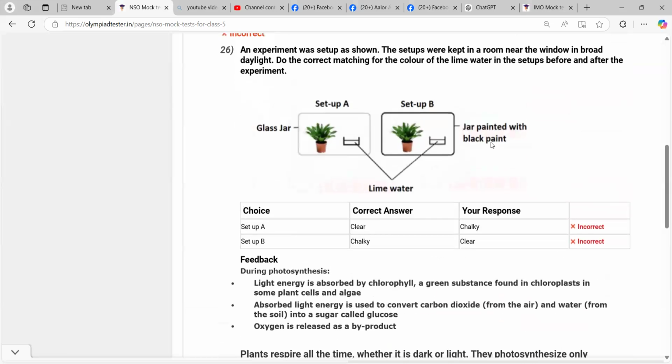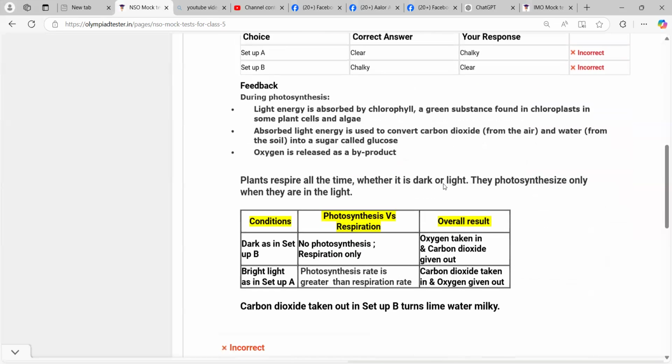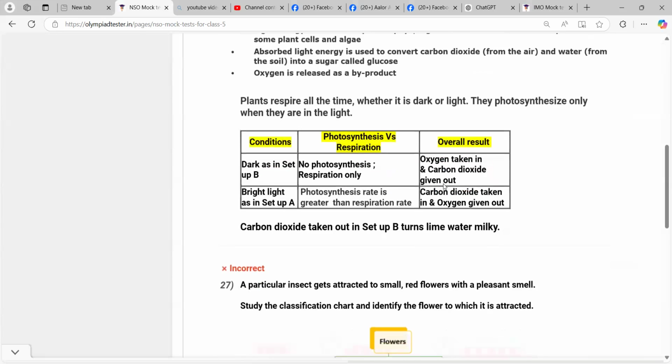Because it is painted with black paint, sunlight will not be able to enter this jar, and what will happen? There will be no photosynthesis for this plant. So what will the plant take in? Obviously, they will breathe. The plant will breathe if it is not cooking. So this plant will breathe in oxygen and give out carbon dioxide. When this carbon dioxide reacts with the lime water, it will make it chalky and not clear. It will be milky, and the effect will be chalky on the jar.